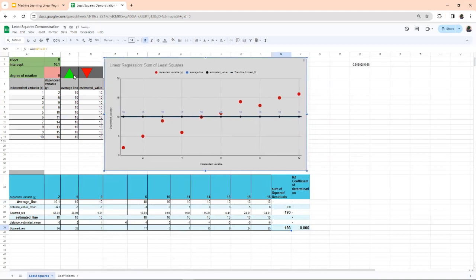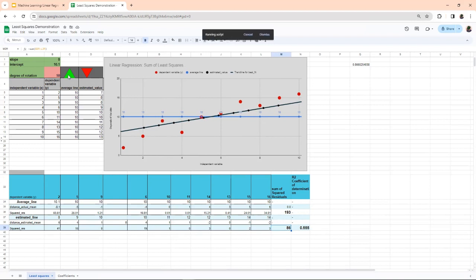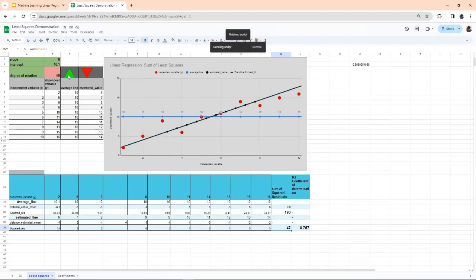Now let's say I increase this by 10. You see my sum of squared errors is reduced. Let me reduce that, and increase that again. I see the sum of errors is reducing. We're trying to minimize our sum of errors, and you can see my R squared is increasing. That's getting better, it's increasing again, getting better. Let's see how good we can get it.